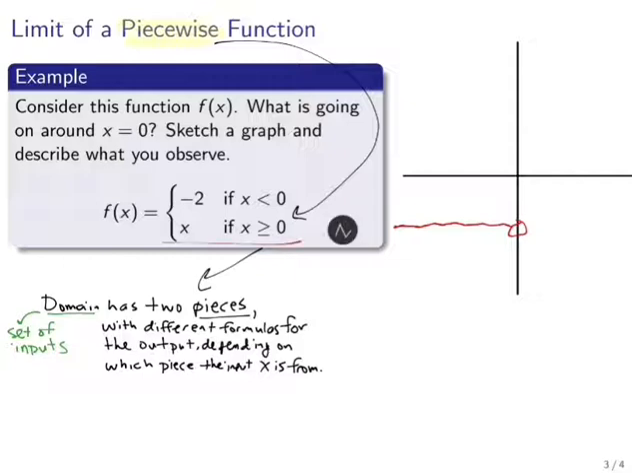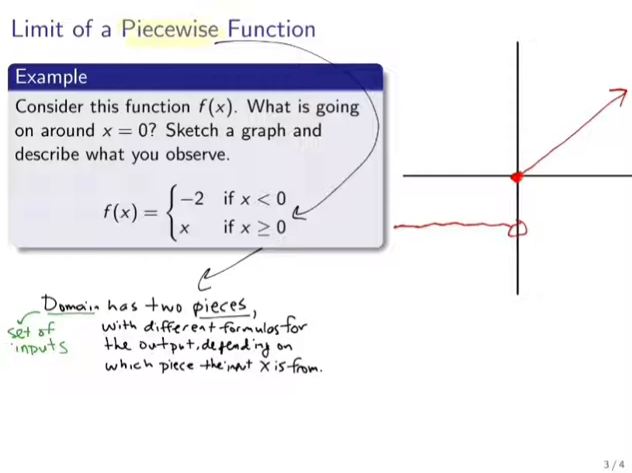All right, for the other piece of the domain, for x's that are greater than or equal to 0, it says output x. Or in other words, I'm just going to draw the graph of the function y equals x, which I know is a straight line with slope 1. And I'm going to do that for all of the inputs x that are positive or 0. So that's why I have that filled in dot there and not a hole like I did down there.